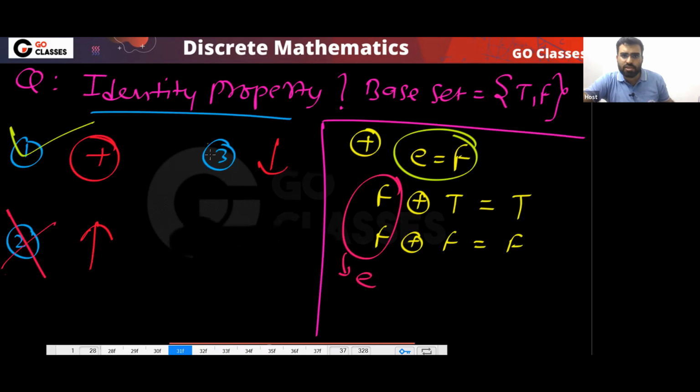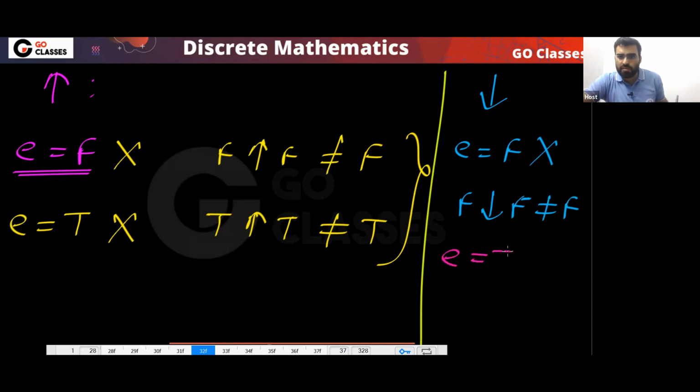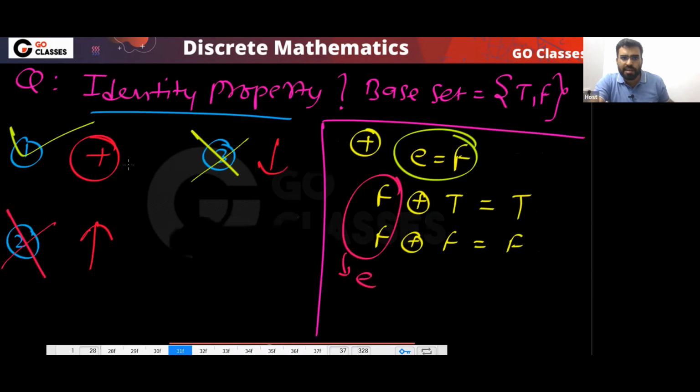And similarly, you can check there is no identity element for NOR. If you notice this NOR, then E equal to false will not work. Why? Because just check what is false NOR false. False NOR false is not equal to false. And similarly, E equal to true will not work. Because what is true NOR true? True NOR true is not equal to true. So E equal to false will not work, E equal to true will not work. So the identity element we have for exclusive or is false.